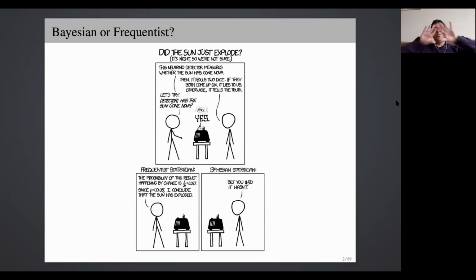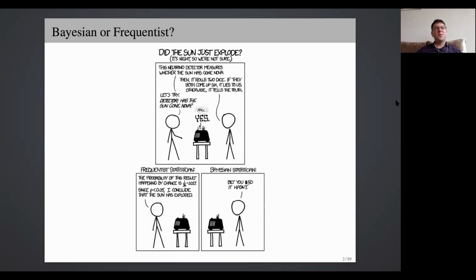And then the figure splits, where we have the frequentist statistician saying the probability of this result happening by chance is 1/36, 1/6 squared, which is less than 0.05. So I conclude that the sun has exploded with statistical significance. And then the Bayesian says, bet you $50 it hasn't.